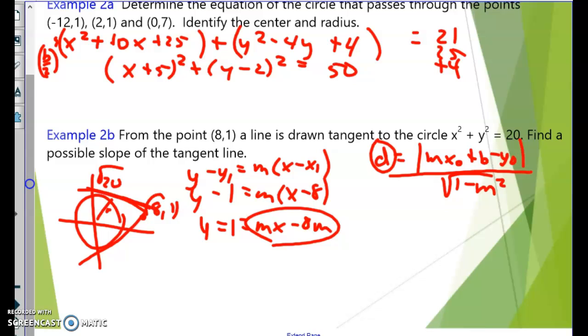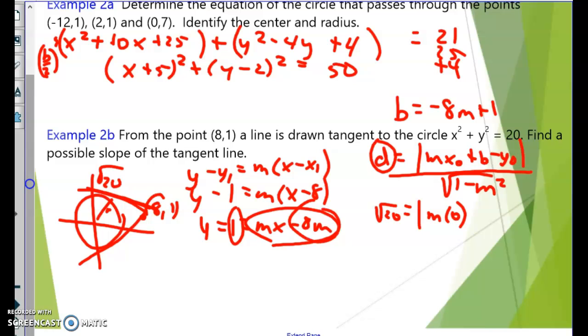circle, my distance has to be the square root of 20 equals the absolute value of m times your x sub 0, which is 0, and plus b, which is, we already have b. I don't know that I showed it here. Let me show you what b is. b is negative 8m plus 1. And that's that.